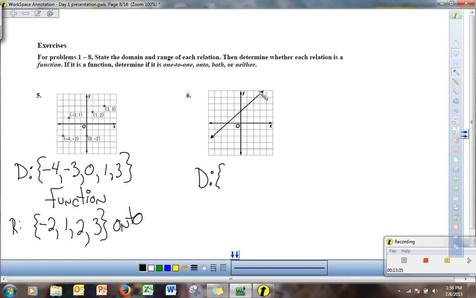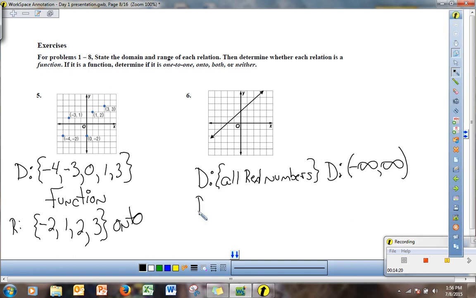When we write that, we're going to just say for one of two ways. I'm going to say that it's all real numbers, or normally what we'll do is I'll say the domain is parenthesis -infinity to +infinity. That's the cool way to list all real numbers. The range will also be -infinity to infinity. So just different ways to list things.